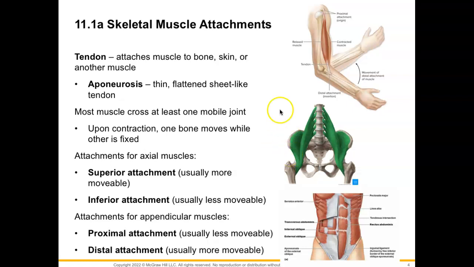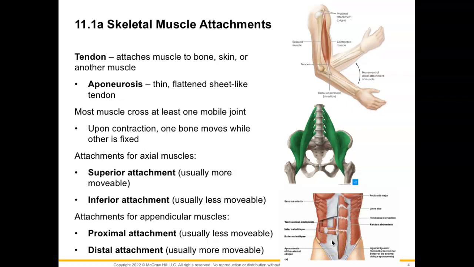And we've mentioned some of these terms before in our joint lecture, but a tendon is going to attach the muscle to the bone, or it can even attach to skin or another muscle. And we've seen this term aponeurosis before as well. This is a flattened tendon that is similar to a sheet or sheets layered on top of one another, like we see with the oblique muscles over here.